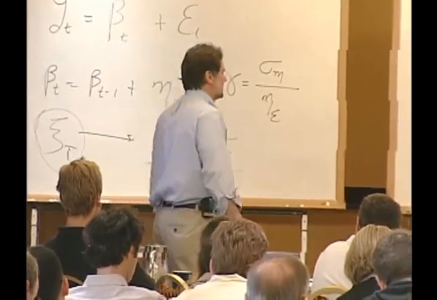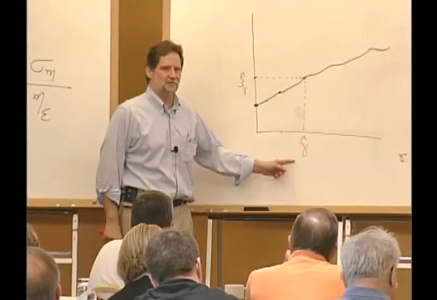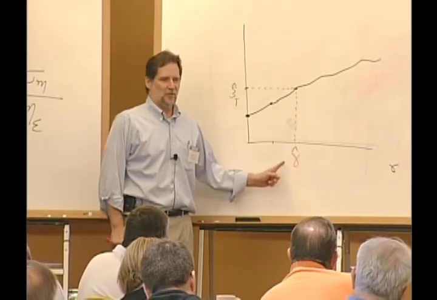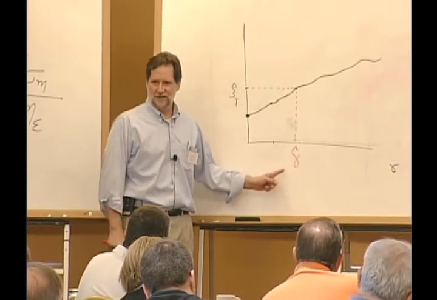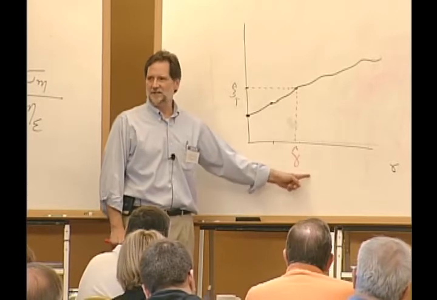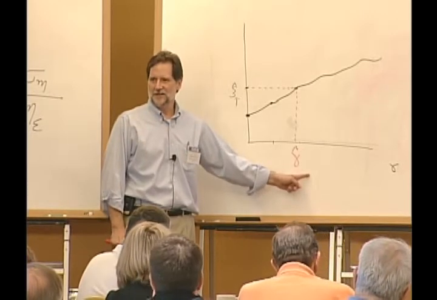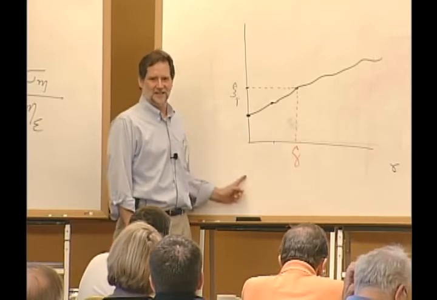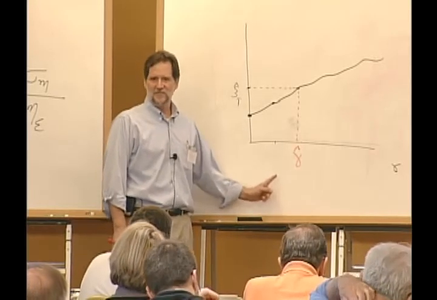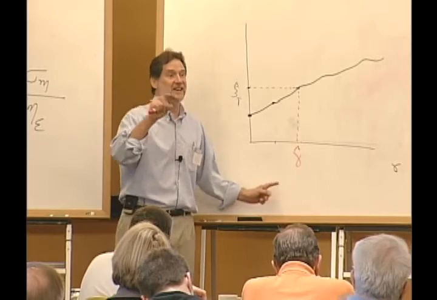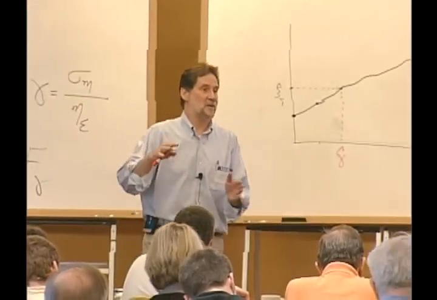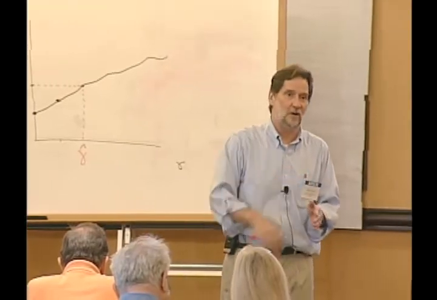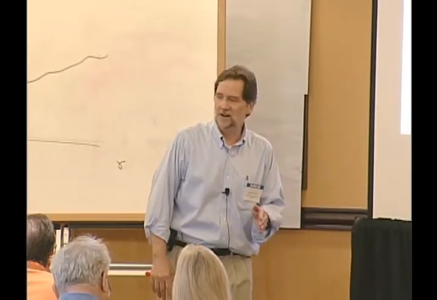Now this is interesting. Here's a property of this estimator. With probability 0.5, the true value of gamma is bigger than this. With probability 0.5, the true value of gamma is less than this. This is a median unbiased estimator. Probability 0.5, it's too big. Probability 0.5, it's too small.